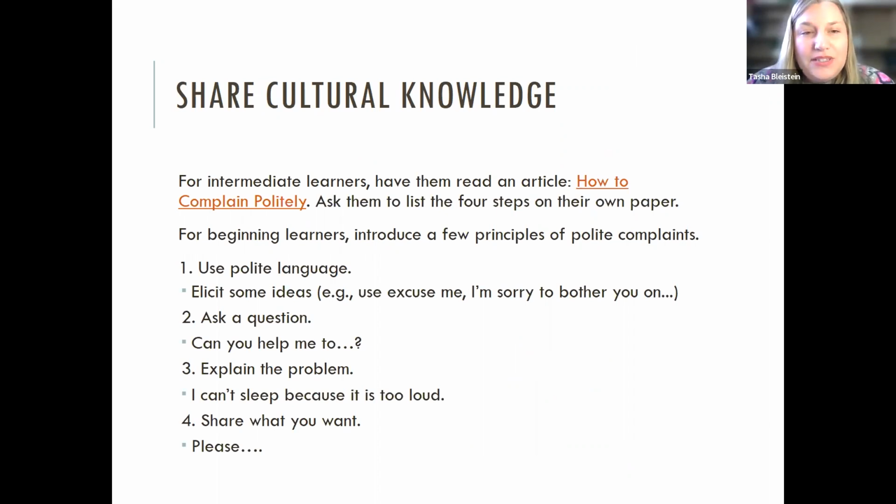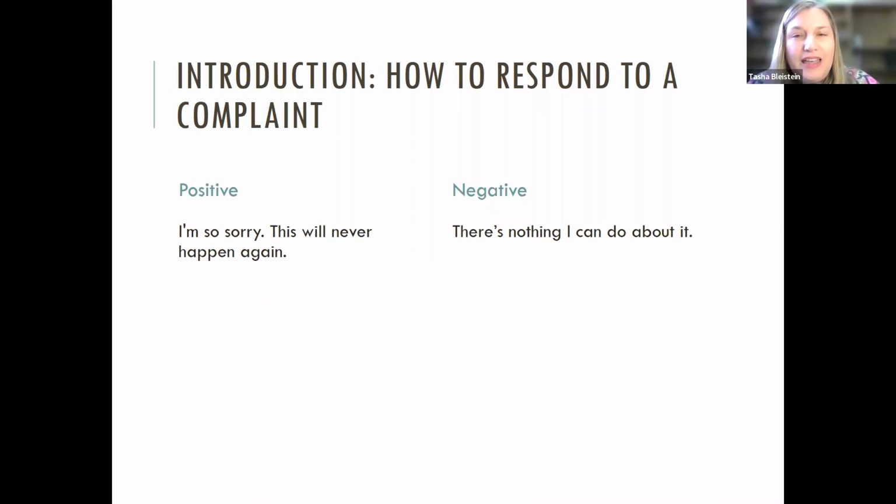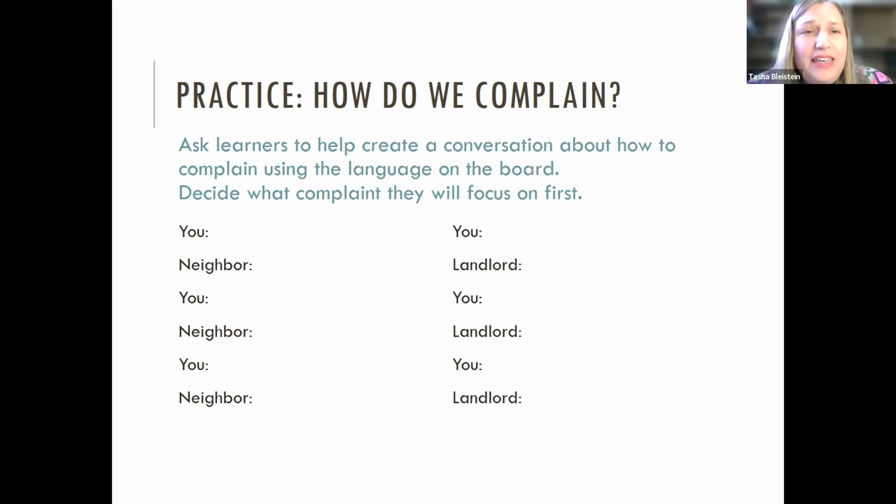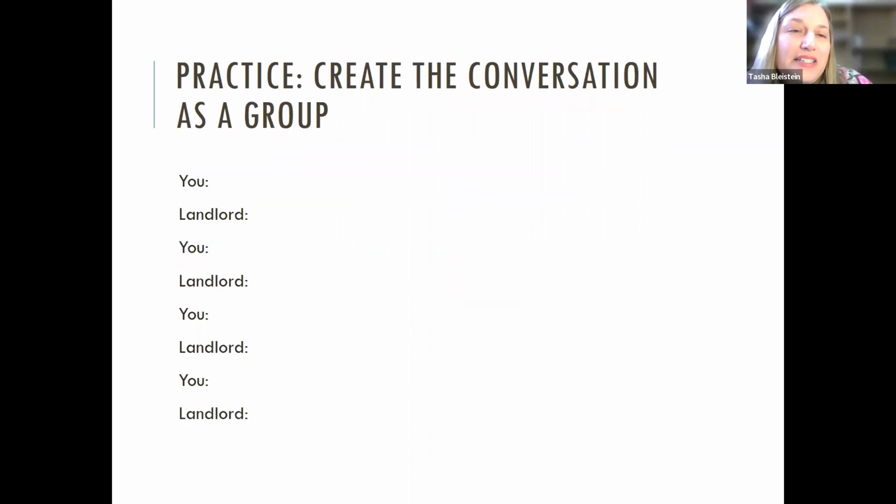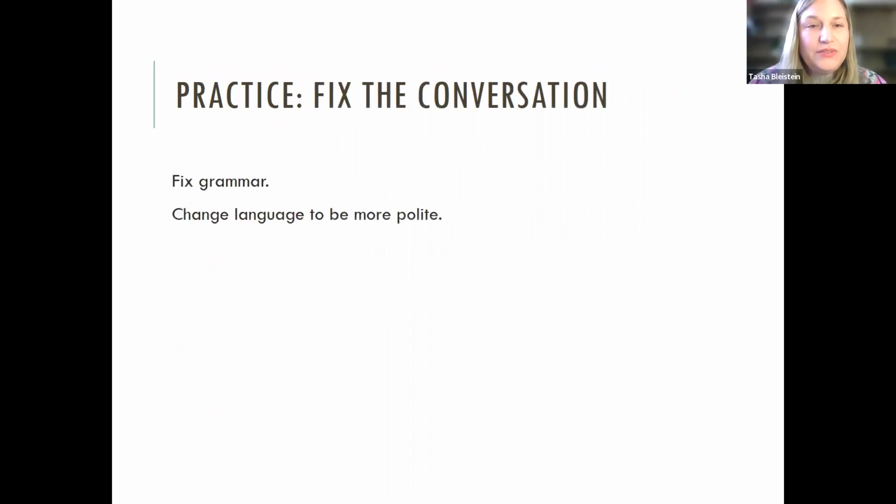Or I could just introduce some rules about how to complain. Since we don't have time, I won't go through them. And it's not just introducing how to respond to a complaint. And then we can create those conversations together, just choosing one of them, like with a neighbor who's being too loud, if maybe that's the one that they connected with, or with a landlord who's doing something. Once we've created the conversation together, we can fix the grammar together and change the language to being more polite.